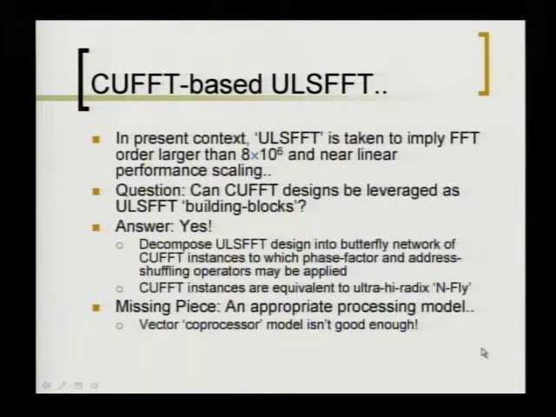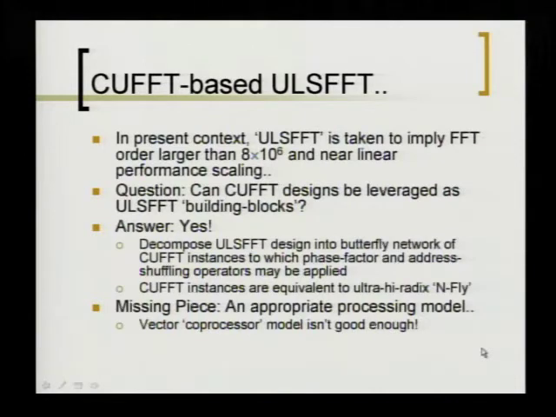So here's a question, and I've posed this in a manner that allows me to introduce our technology very nicely. Can these CU-FFT designs be leveraged as ultra-large FFT building blocks? And of course the answer is yes.